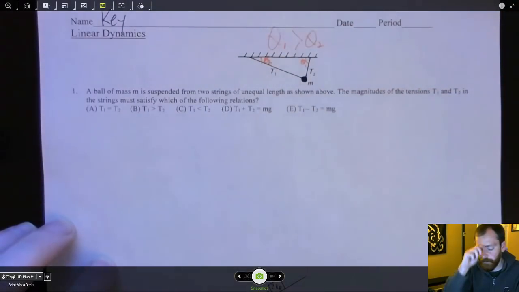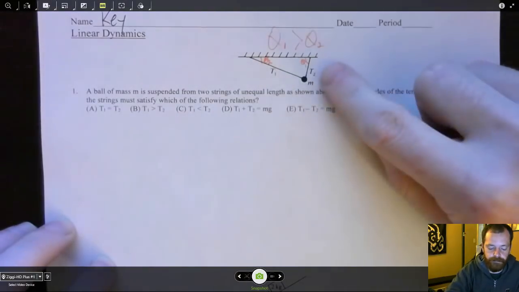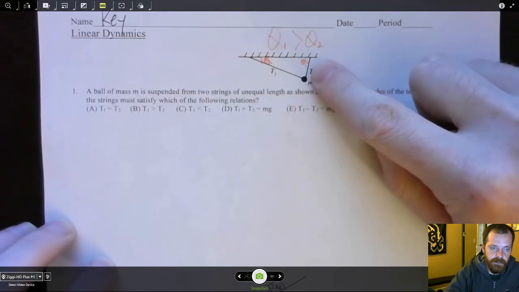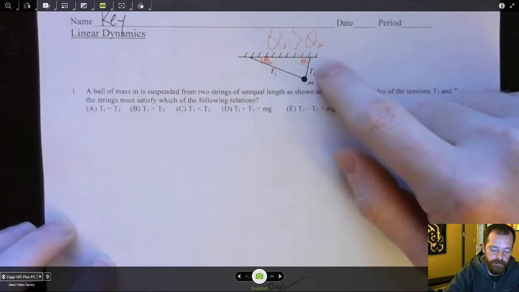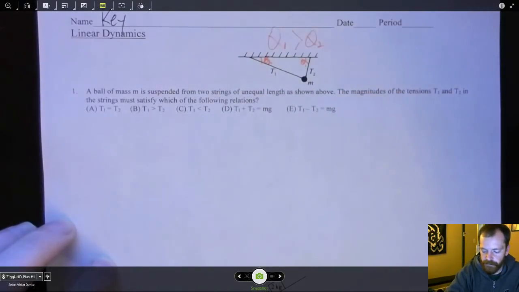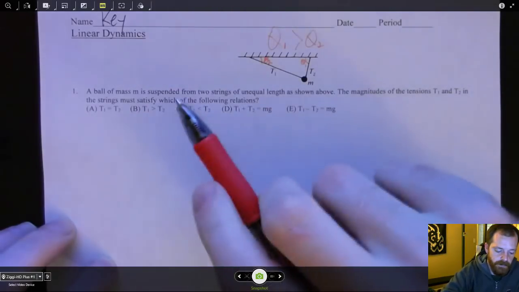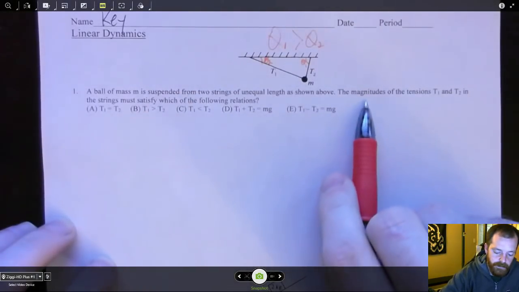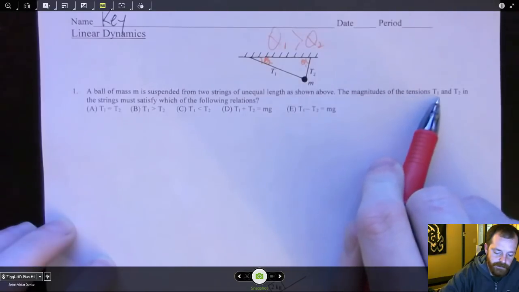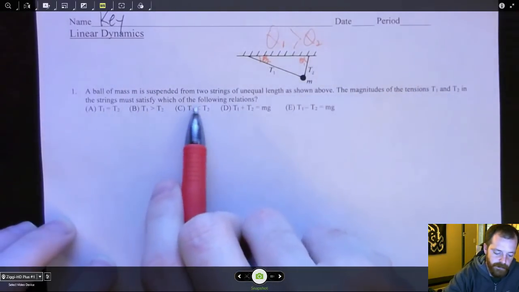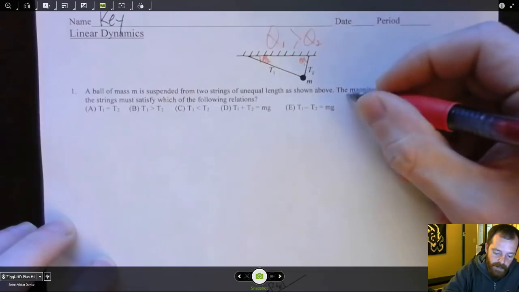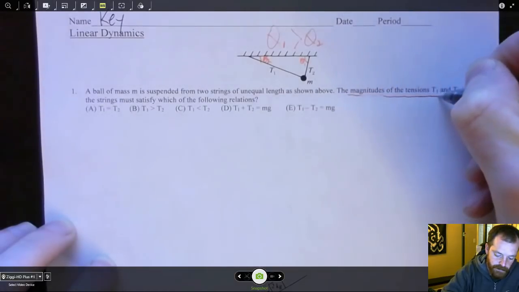Okay, the next thing I'm going to think is, well, this is a tension force at an angle, right? They both are, and you could think of them in their separate components if you want. But what the question says is that the magnitudes of the tensions T1 and T2 in the strings must satisfy which of the following relations. So the magnitudes of the tension.